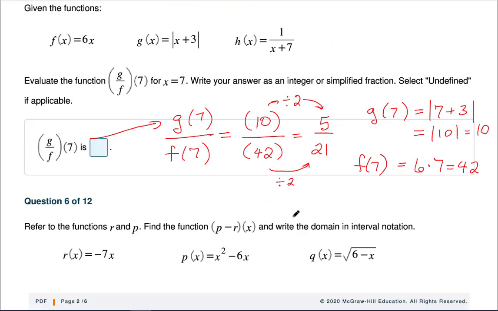In question 5, we're looking at g divided by f of 7. All right, so I need g of 7 and I need f of 7. Well, what is g of 7? 7 plus 3 is 10 and absolute value is 10. F of 7 is 6 times 7 is 42. Now I notice I can at least divide a 2 into both of them, and so I get 5 over 21.